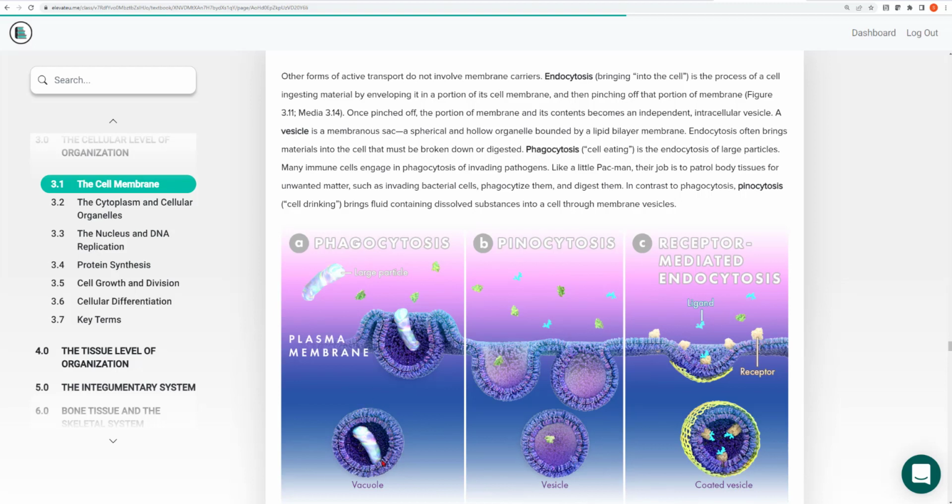And this, if it's a nutrient, might be broken down and distributed. If this is a bacterial cell, this could be an immune cell that's going to destroy this bacterium. Regardless, a large thing that was on the outside is now inside the cell. This is phagocytosis.